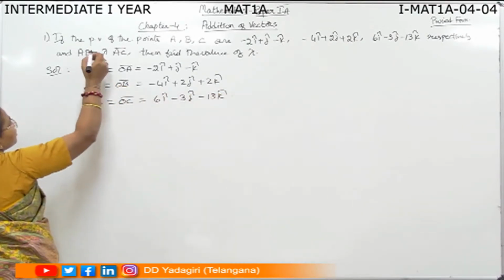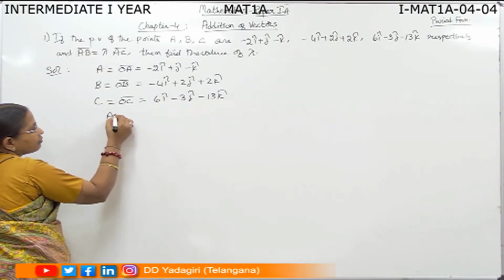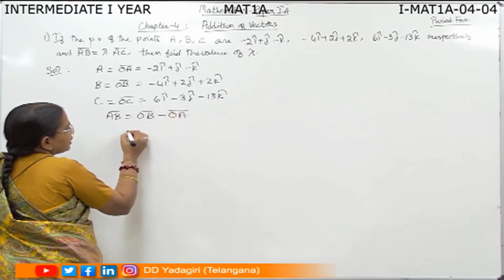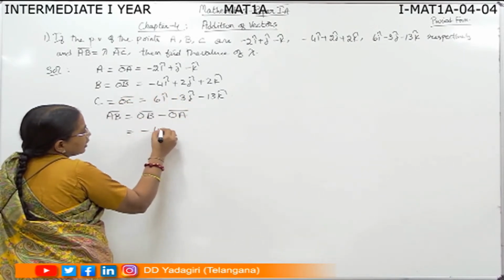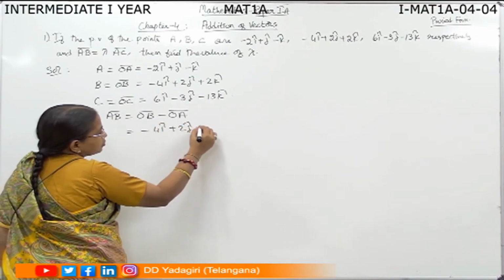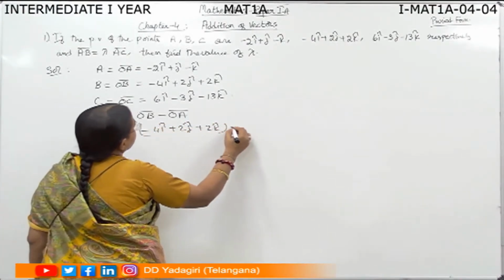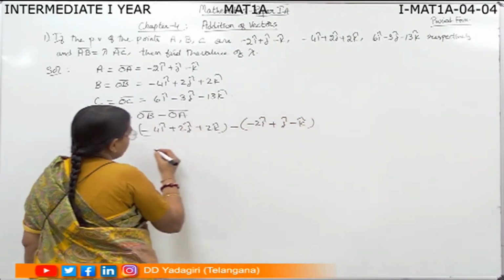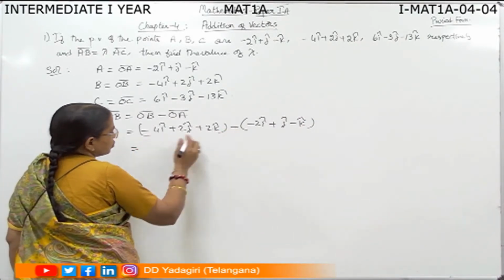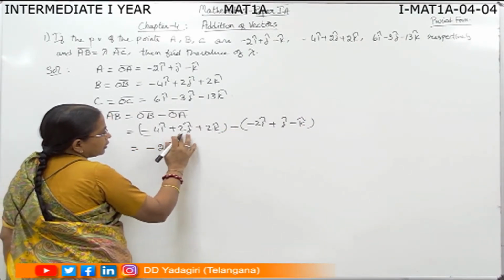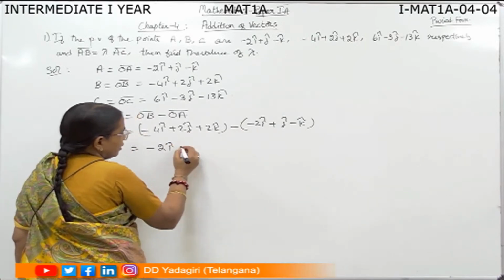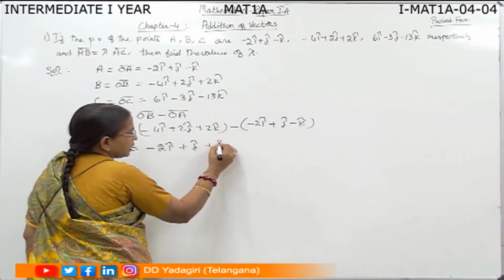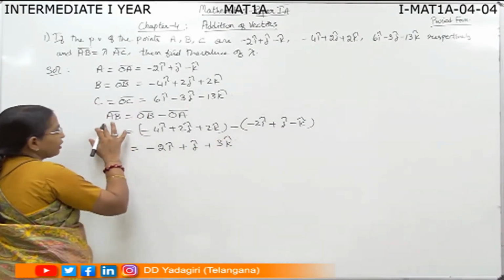Now we'll find the AB vector. What is the AB vector? OB minus OA. That is minus 4i plus 2j plus 2k minus of minus 2i plus j minus k. When you subtract, you will get minus 4 plus 2, so minus 2i, and then 2 minus 1, so plus 1j, and 2 plus 1, so plus 3k. So this is the vector AB.